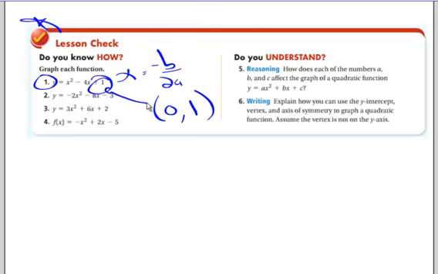Understand them. If not, use some of this space up here. Write down your questions. See if we can answer them later.